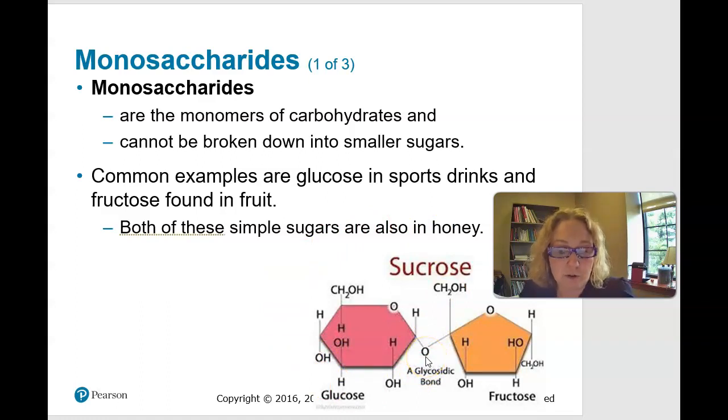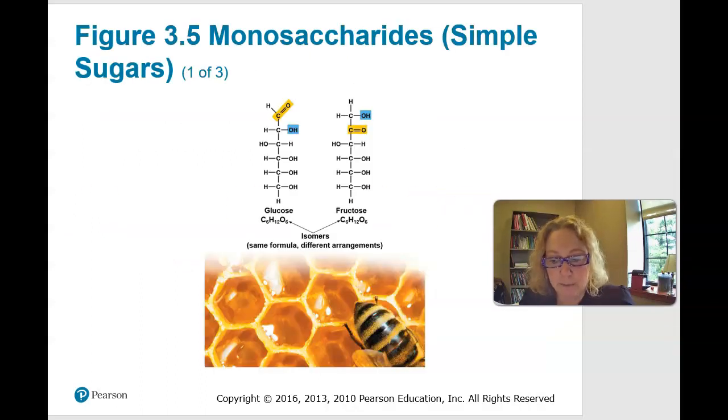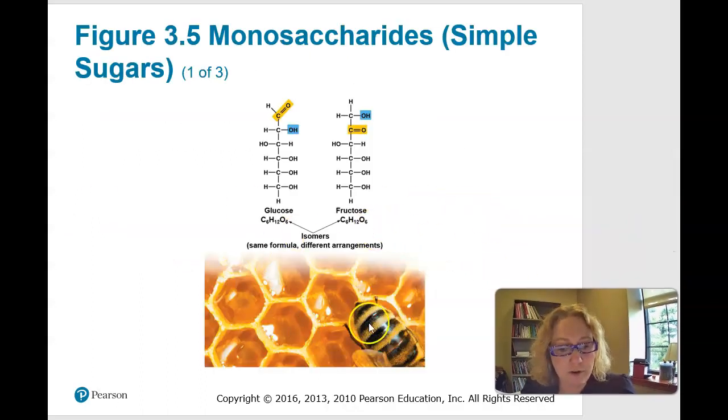Some examples are glucose in sports drinks and fructose found in fruit. Both of these simple sugars are also in honey, so that's your fructose. Here are monosaccharides, the simple sugars. So here's the sugar in honey, and you've got a glucose and a fructose.